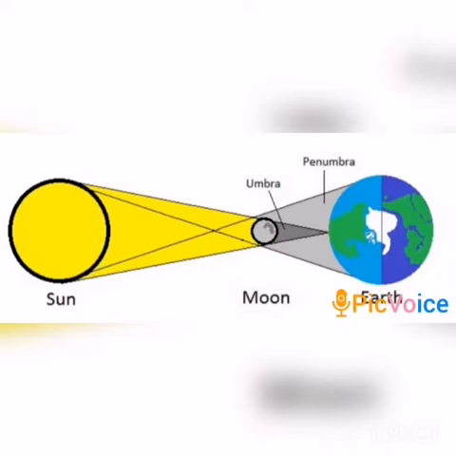In today's class, we discussed the lunar eclipse and the solar eclipse. A lunar eclipse happens when the earth comes between the sun and the moon. A solar eclipse happens when the moon comes between the sun and the earth.